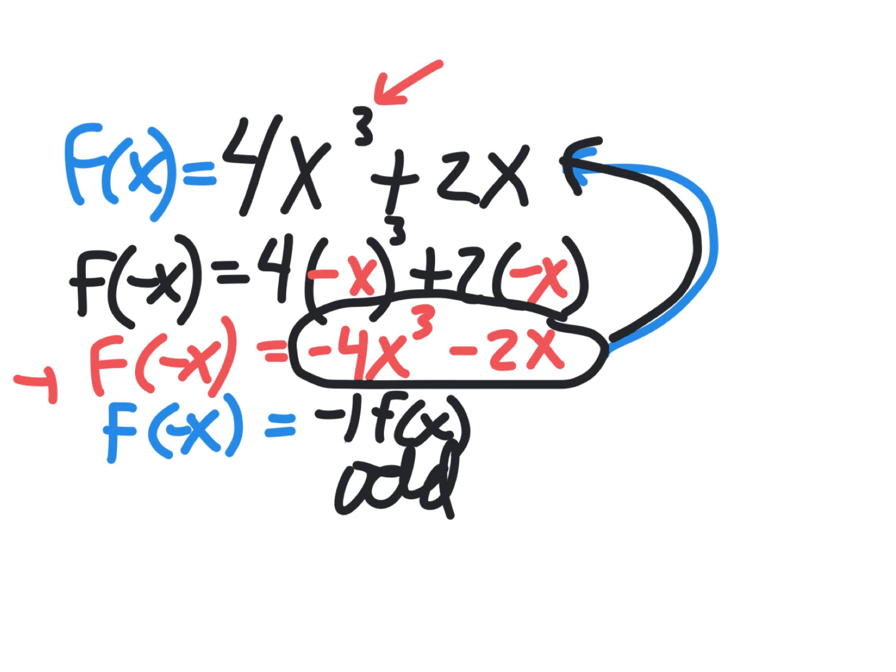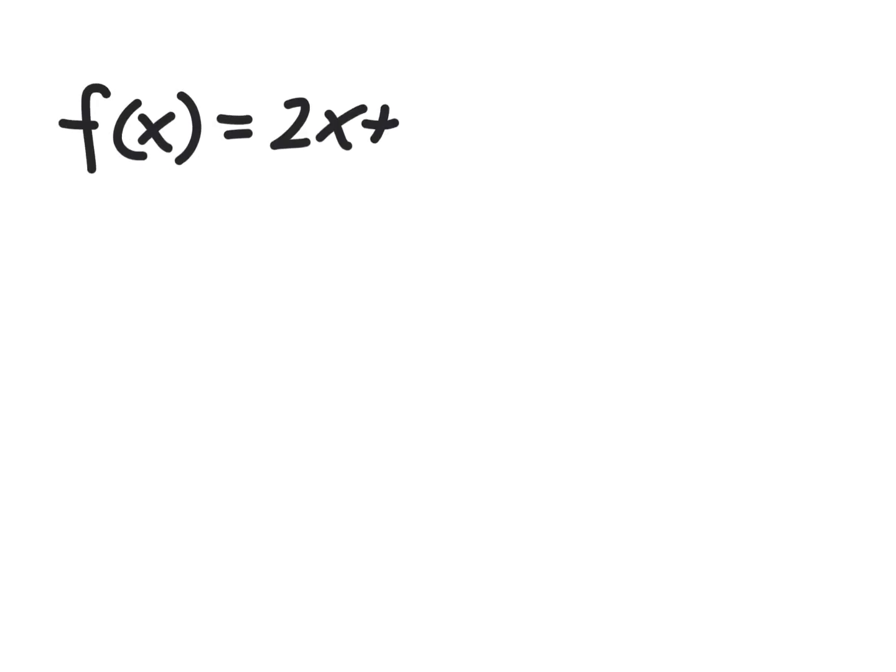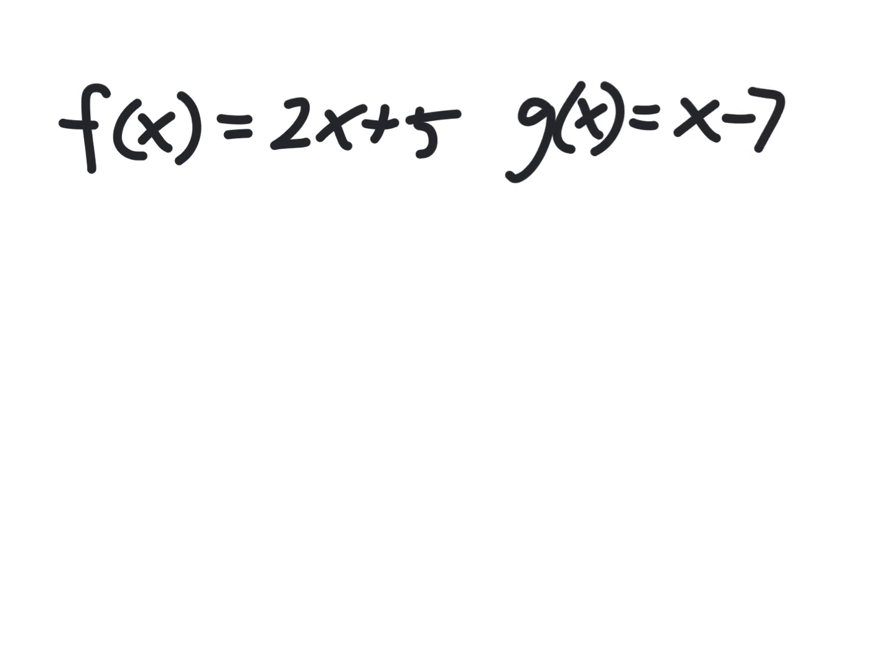All right. What else is on this test? A whole lot of this. F of x equals 2x plus 5. G of x is x minus 7. You got to do a whole bunch of add, subtract, multiply, and divide them.